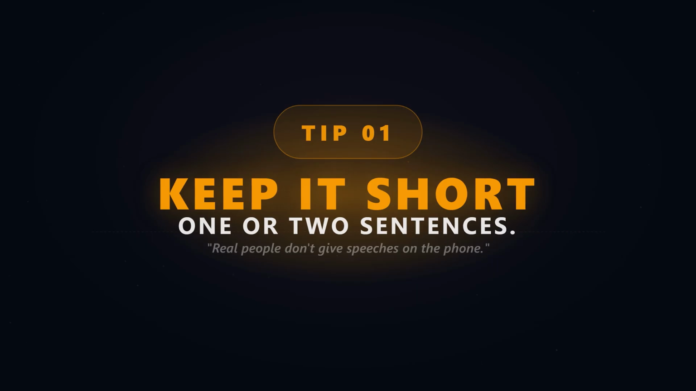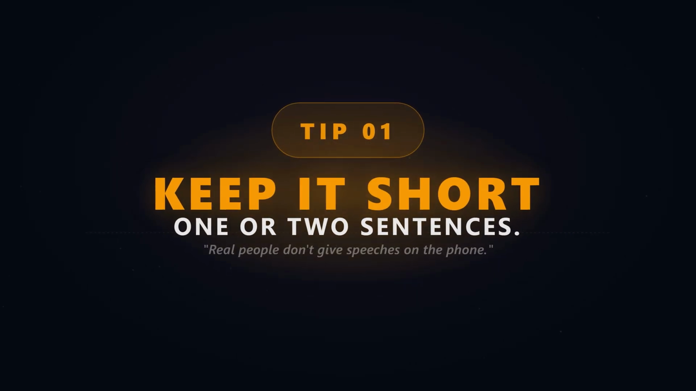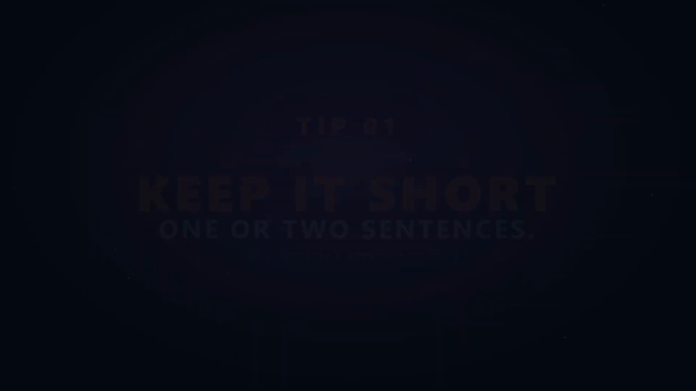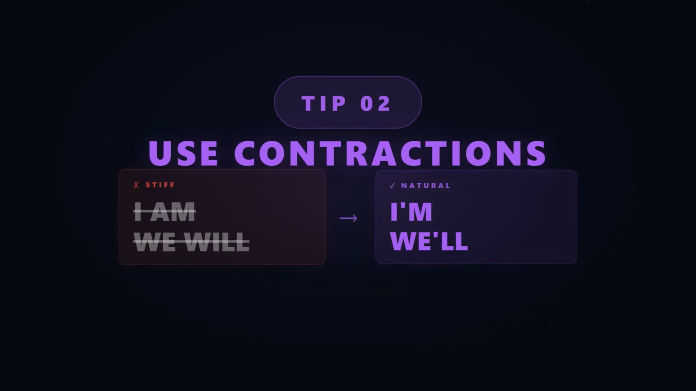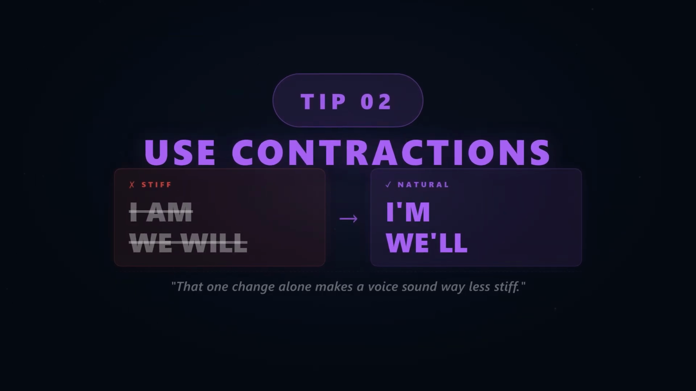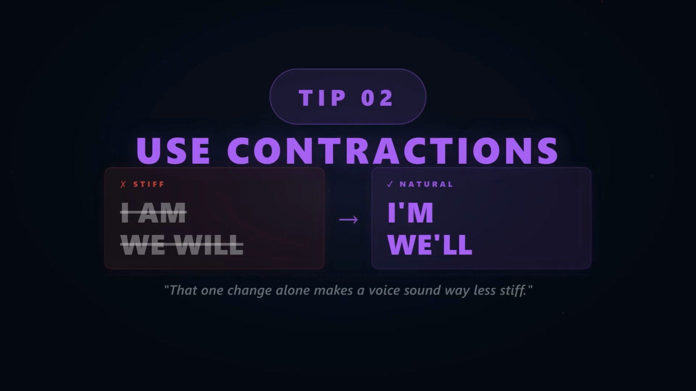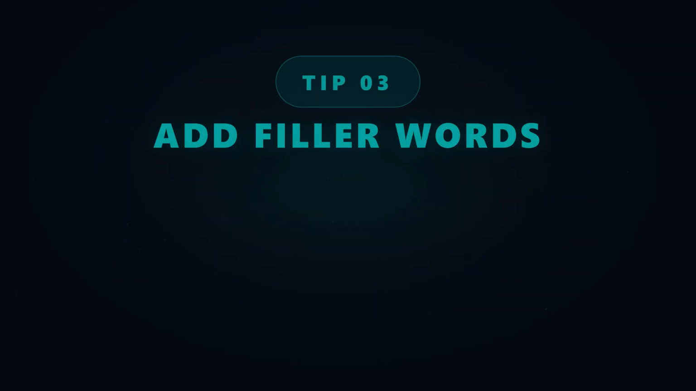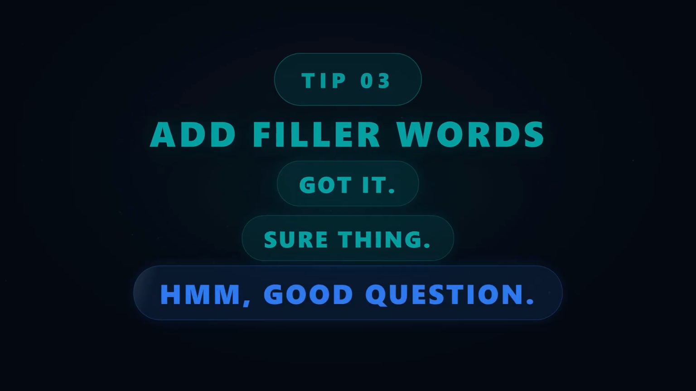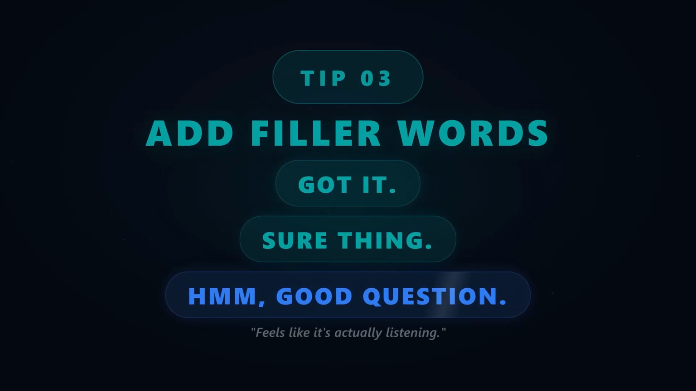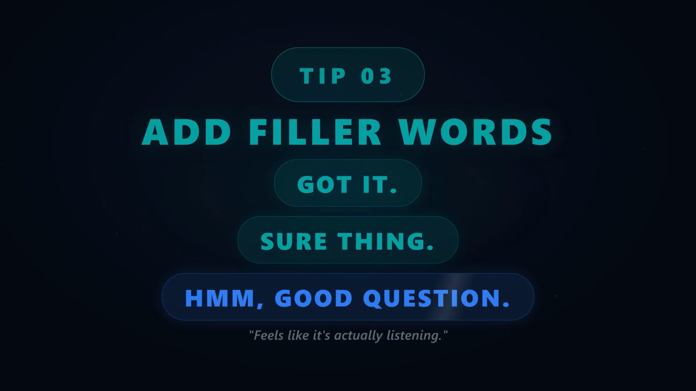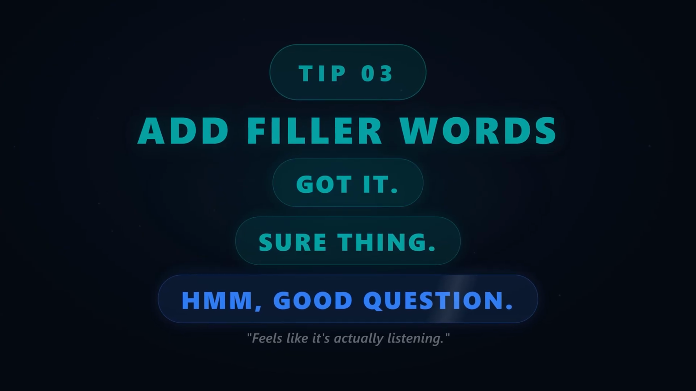Tell it to keep answers short, usually 1 or 2 sentences, because real people don't give speeches on the phone. Tell it to use contractions, so it says I'm instead of I am and we'll instead of we will. That one change alone makes a voice sound way less stiff. Then tell it to use little filler words now and then, like got it, sure thing, and good question. Real people say these without thinking, and when the AI uses them, it feels like it's actually listening.